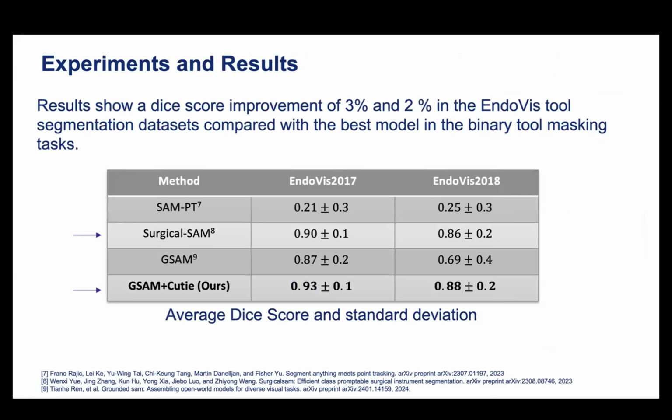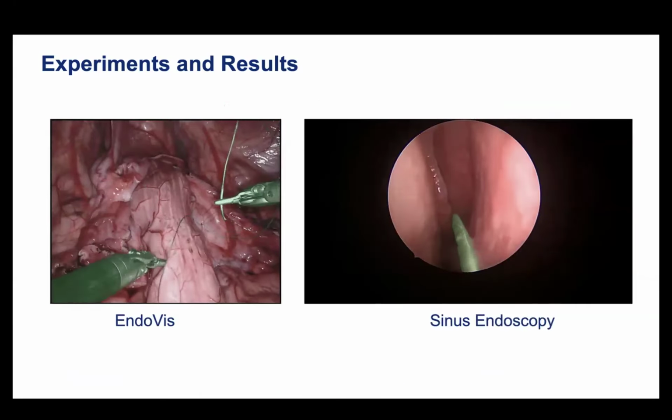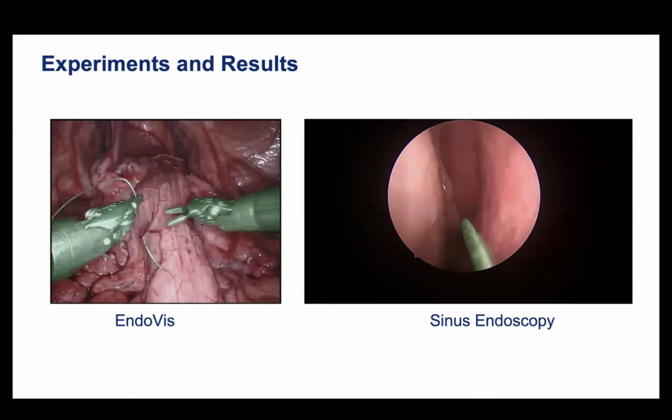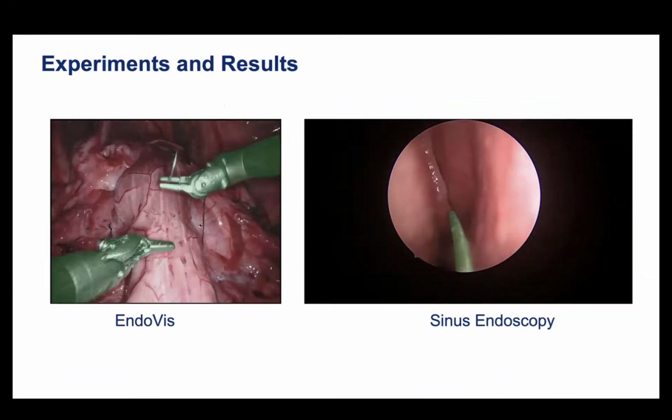Comparing with different models, including other examples, and also including some models trained specifically for tool segmentation in endoscopy, this combination of GSAM and Qt performs favorably against the state-of-the-art, increasing the dice score by 3 and 2% in EndoVis 17 and 18 respectively. And also, because it's based on foundation models trained on large datasets, it allows us to generalize to different endoscopic domains.